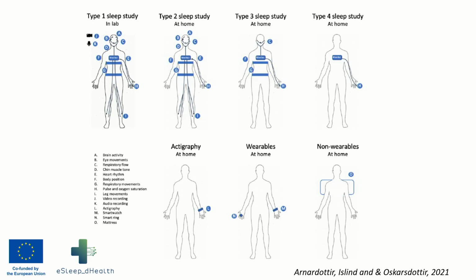So there are different types. And non-wearables is another example of consumer devices. So it can be something that's put under the pillow. It can be a radar on the night table. So there are more things out there.